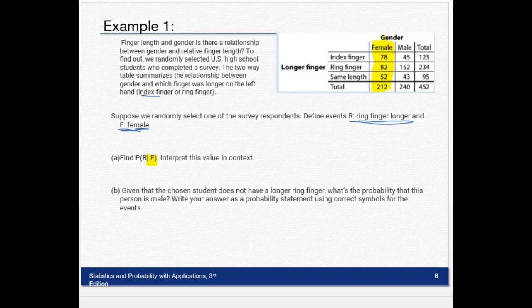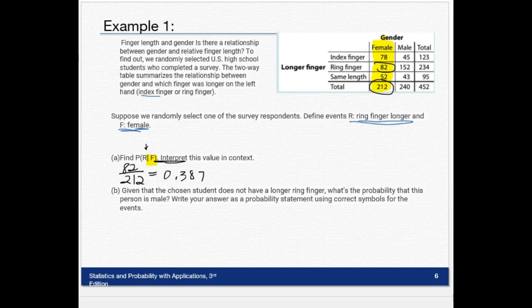Now, from that, we can calculate our probability really easily because R means the ring finger is longer. So it's going to be just this 82, right, out of 212. So it's 82 out of 212, and as a decimal, that's 0.387.